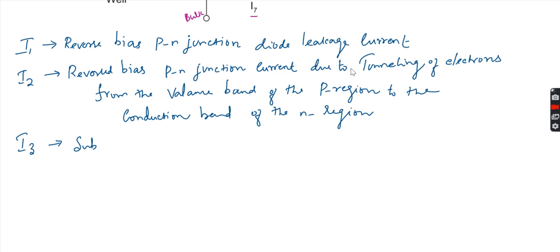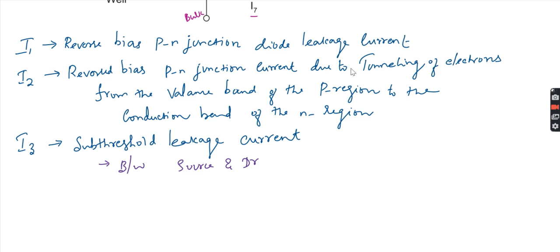I3 is a subthreshold leakage current. What is the meaning of that? So that is nothing but it's between source and drain. When the gate voltage, that is VG, is less than VT. Subthreshold will happen when the gate voltage is less than the threshold voltage.